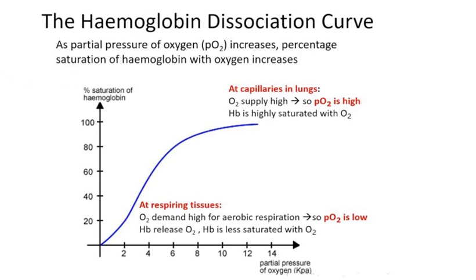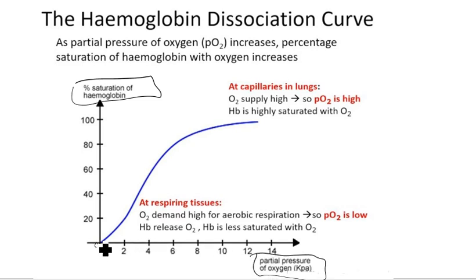Now let's look at this graph. This graph is showing you percentage saturation of hemoglobin, and then the partial pressure of oxygen. Here is 0, that is the beginning. As the pressure of oxygen increases going in this direction, the saturation of hemoglobin will also increase. Now look at the curve. This is an S curve, also known as the sigmoid curve.